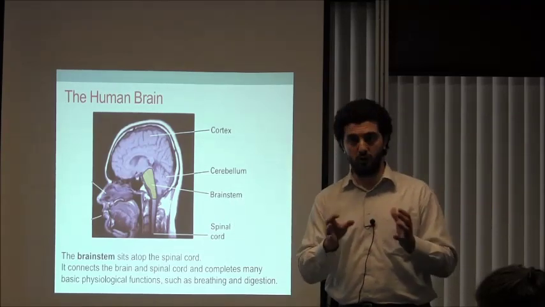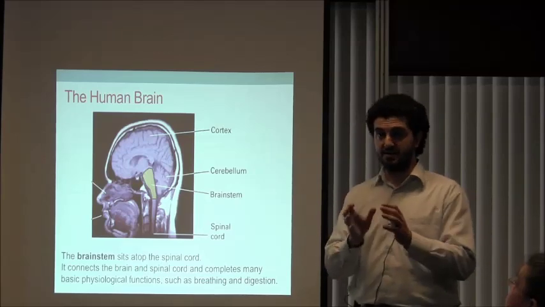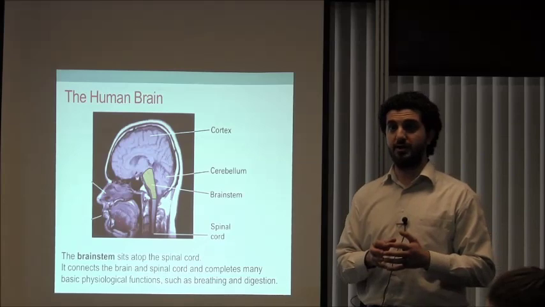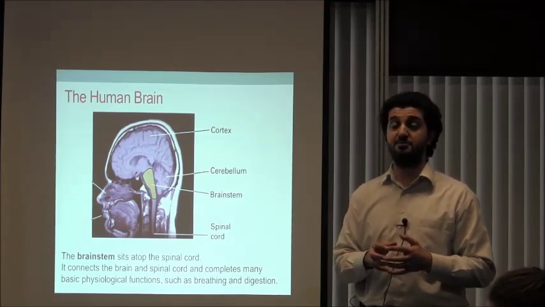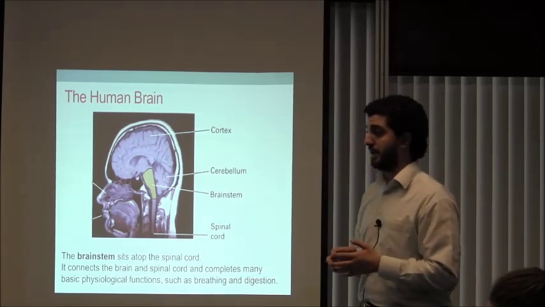The other part of the brain that is displayed here is called the cerebellum. In other words, the small brain. The small brain lies at the base of the brain, and it's really important for coordination of movement and sometimes learning. Okay? The other part that is displayed here is called the brainstem.